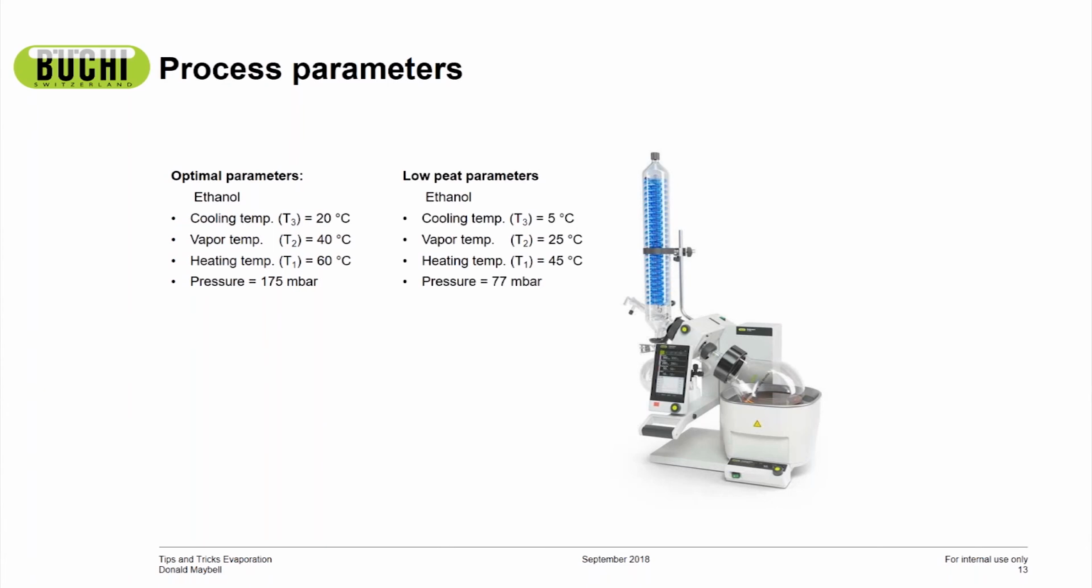Now, say you had a heat sensitive product and you couldn't heat it above, you can only heat it no more than 50 degrees C. Then what that means is you're going to have to lower all your parameters, but you're going to have to decrease your pressure as well so that you get that boiling point or your vapor temperature at the ideal value. So doing 45, 25, 5, you can easily do that. You just have to set your pressure to 77 millibar instead of 175. So that's important recommendations.